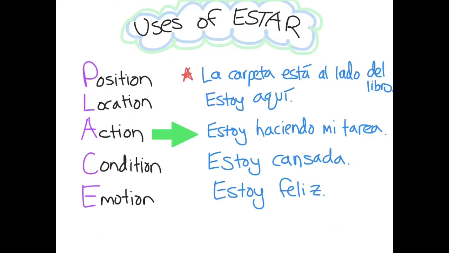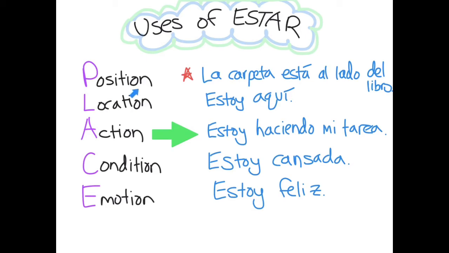Now that we've reviewed the conjugations, let's talk about when we use estar. Remember that there's two verbs to be in Spanish, ser and estar, so each one is used in certain situations. Estar in general is things that are more temporary. They're more likely to change. I use this acronym PLACE when I teach the uses of estar: position, location, action, condition, and motion.